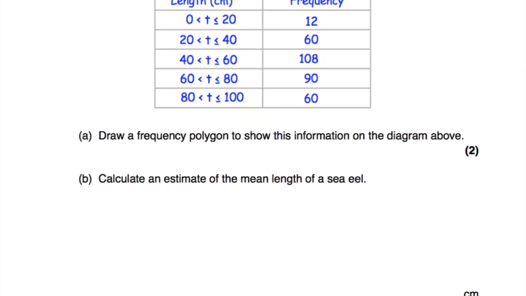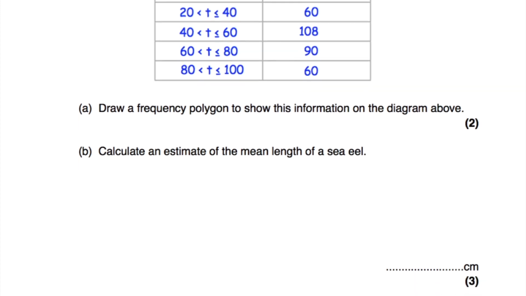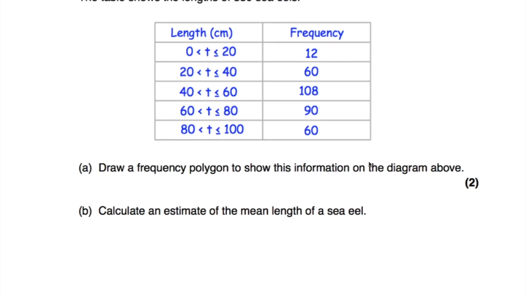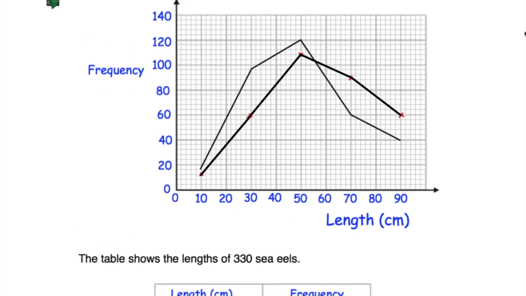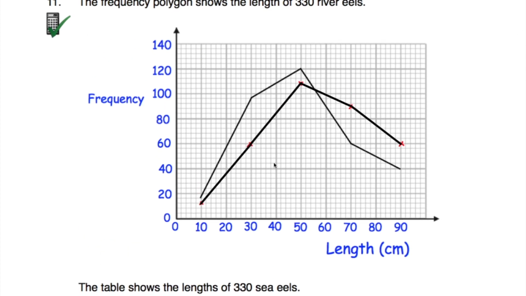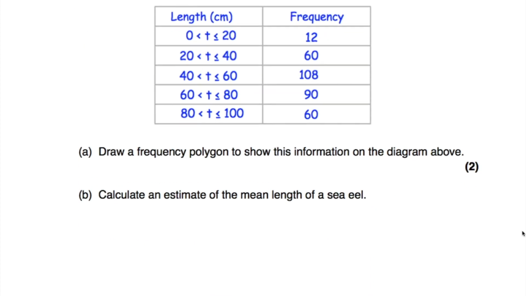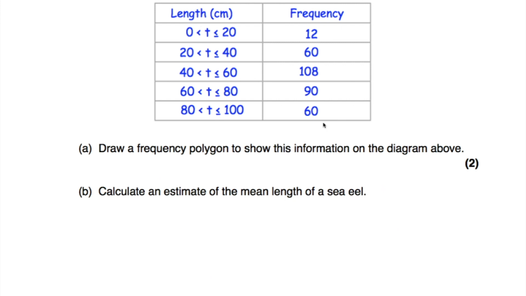Part B says calculate an estimate of the mean length of the sea eel. So we want to find the estimated mean. Now this is quite nice actually, because rather than just giving us the frequency polygon, it says the mean length of the sea eel. We've got the frequency table for it. We've got actually the group frequency table for it. So we can work out an estimate of the mean from this, okay?